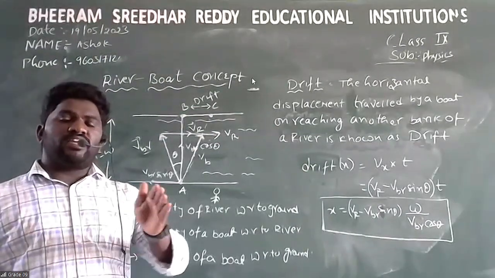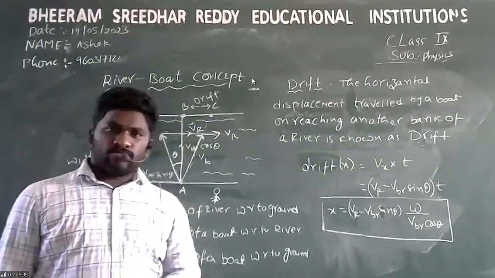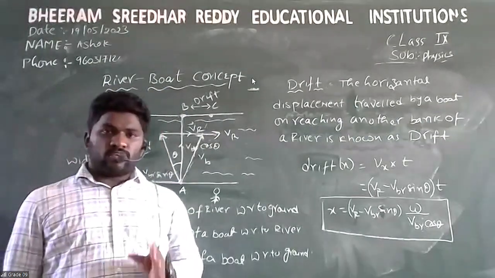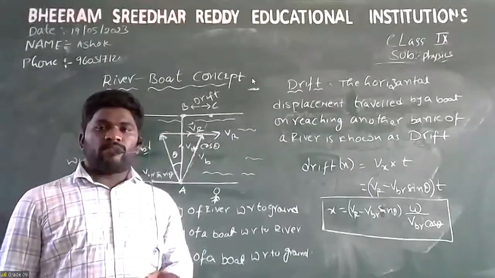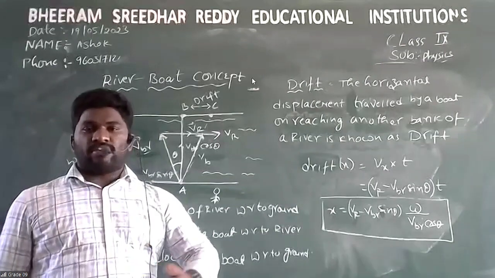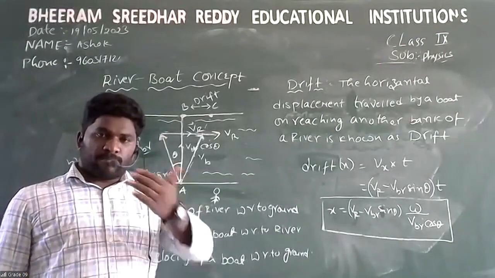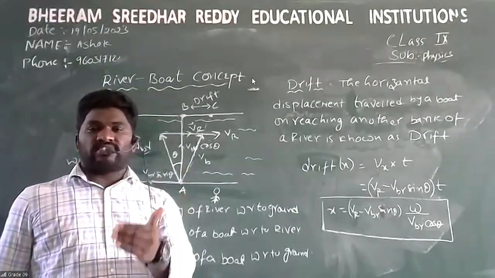Range is completely for projectiles only. Okay? Range is for projectiles only. Here, drift means the motion of particles. Sometimes they will give a boat, sometimes a swimmer also. Motion of a particle on water, we can call it a drift.